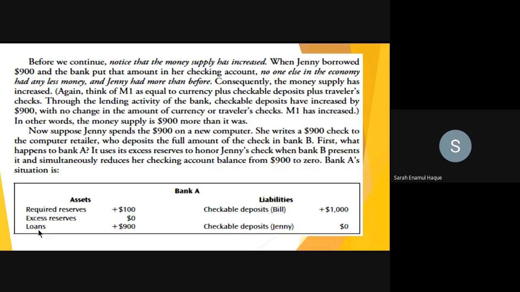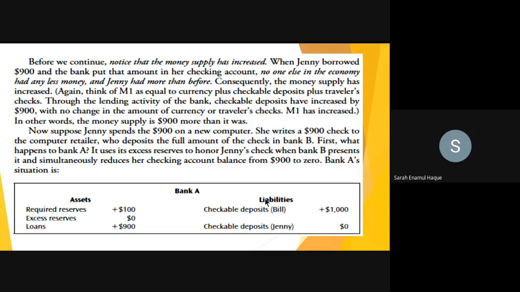Loans. Remember, the bank has given the loan to Jenny. So this is a sort of money that is owed to the bank. So loans is obviously plus 900 like before. Nothing has changed here. The change that happened is in the excess reserves portion. Okay, the excess reserve is now 0.